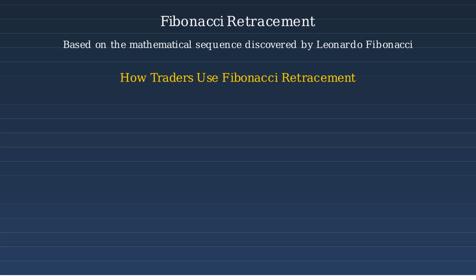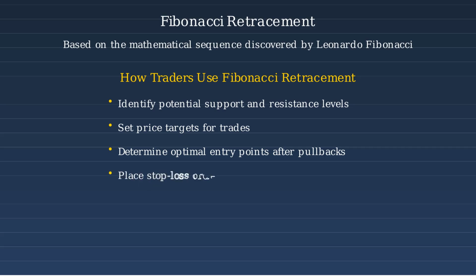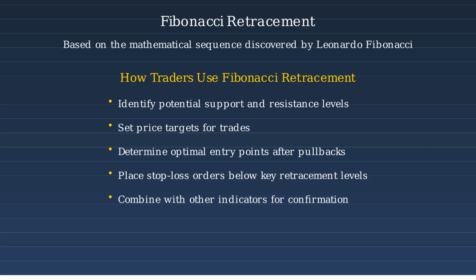Traders use Fibonacci retracement levels in several practical ways to improve their trading decisions. They identify potential support and resistance levels where price may reverse. These levels help set realistic price targets for profit taking. Traders look for entry opportunities after pullbacks to key Fibonacci levels. Stop-loss orders are often placed just below key retracement levels for protection. For best results, traders combine Fibonacci levels with other indicators for confirmation.